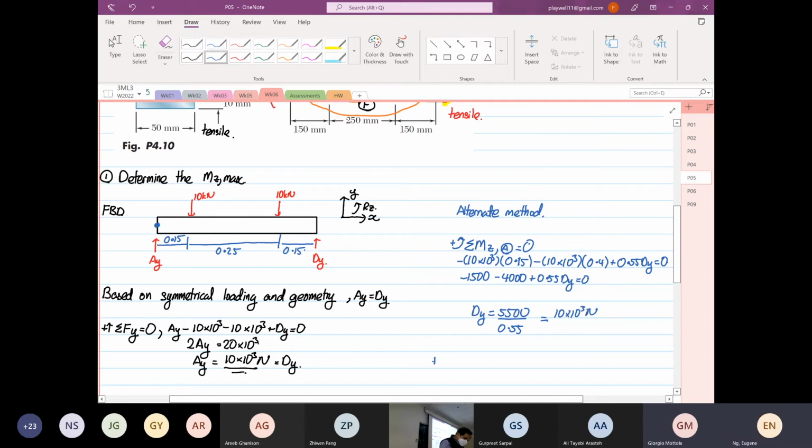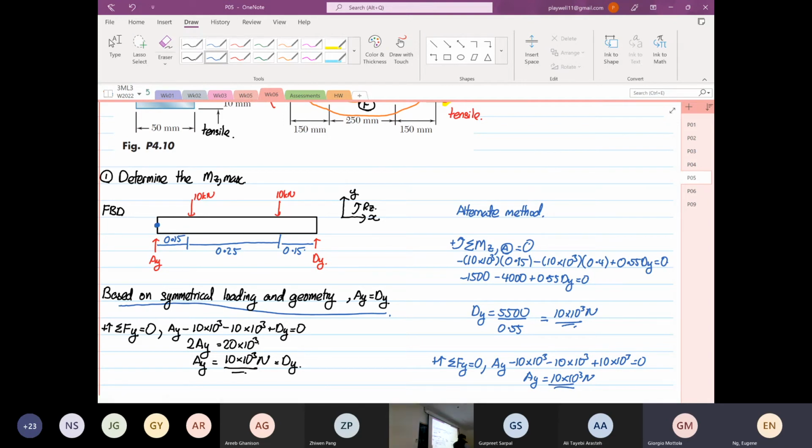Then you do the positive summation of forces in the y direction equal to 0. You have Ay minus 10 times 10 to the power 3, minus 10 times 10 to the power 3, plus 10 times 10 to the power 3, the whole thing equal to 0. Ay is also equal to 10 times 10 to the power 3. If you don't have the confidence in the left-hand side, do the right-hand side; the answer will be the same. The most important thing is to get the right answer.